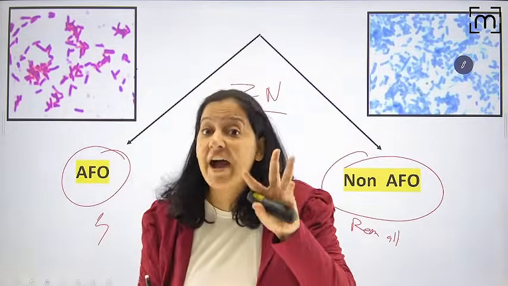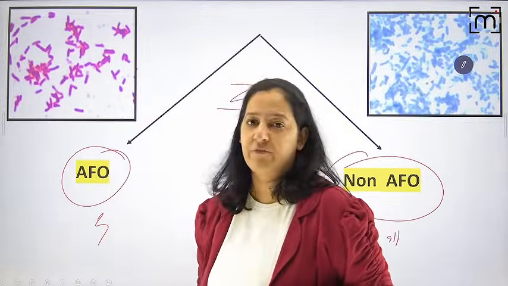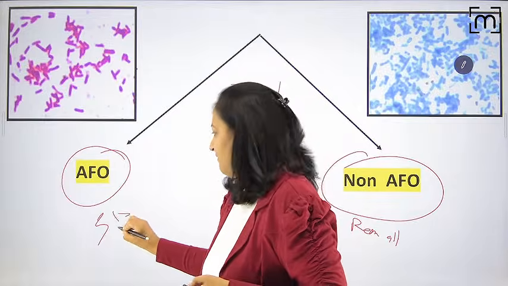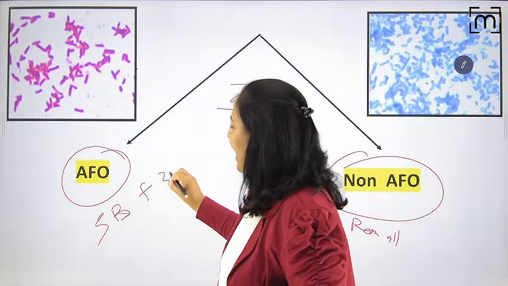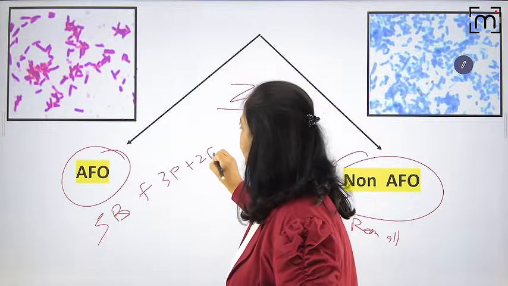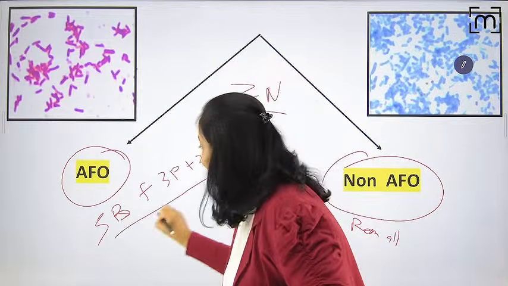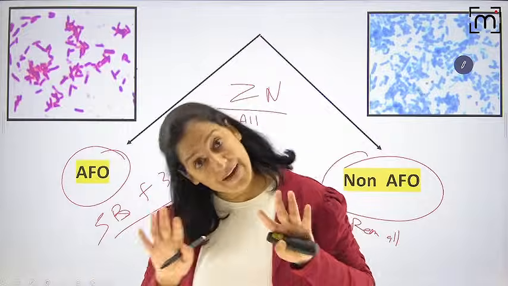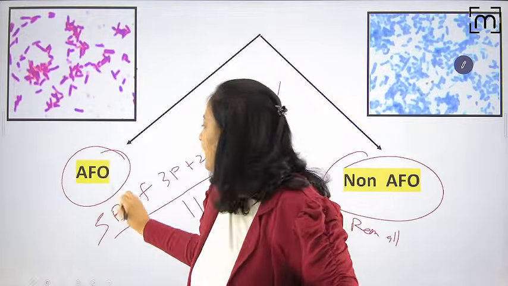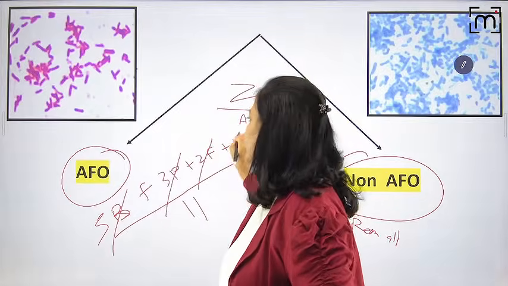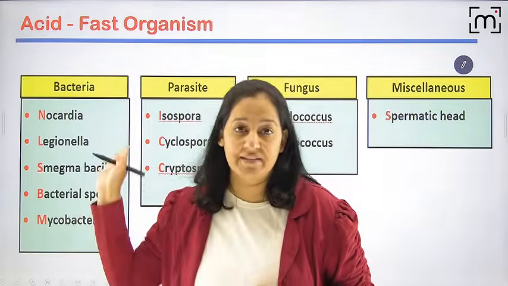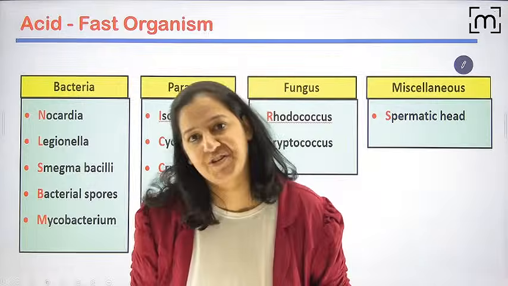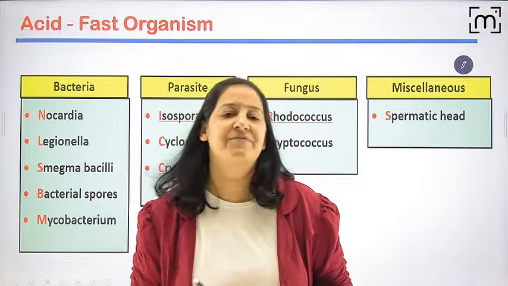So what are the 5 bacteria which are AFO? Not only 5 bacteria are AFO. Along with the 5 bacteria, 3 parasites, 2 fungus and 1 miscellaneous. Total 11 structures are AFO. Among the bacteria, it's 5. But 3 parasites, 2 fungus and 1 miscellaneous also. Total 11 structures are AFO. So let me enumerate the AFO. Acid-fast organism or acid-fast structure.